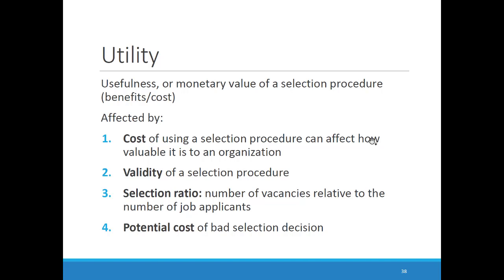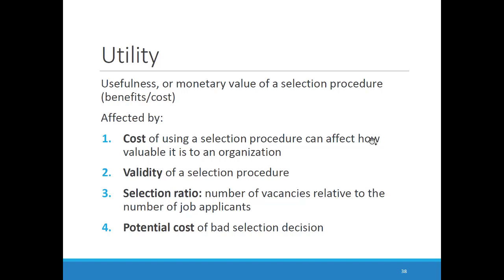And we can think about the costs in a number of different ways. So it might be literally that the organization has to buy a test or a video interview method or some form of selection tool from a consulting firm or from another organization. So there's that cost to consider. There are also costs in terms of employee time to use and implement those selection methods. So cost has a number of different factors that are involved.